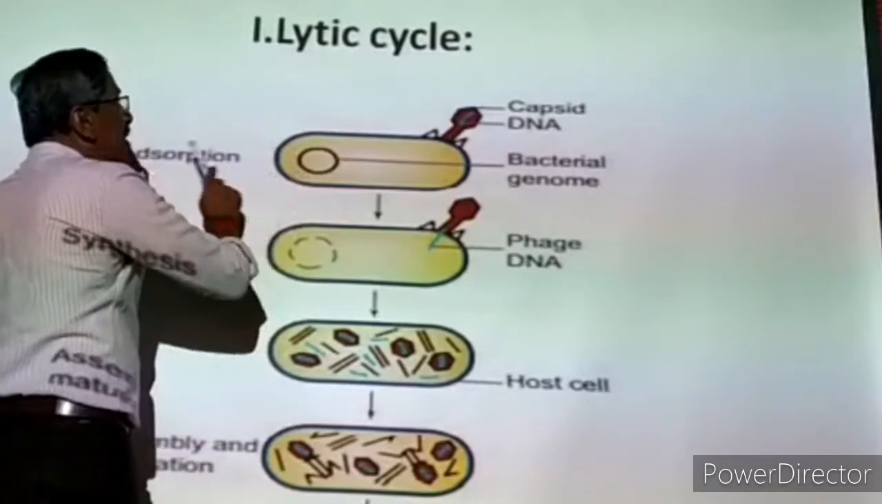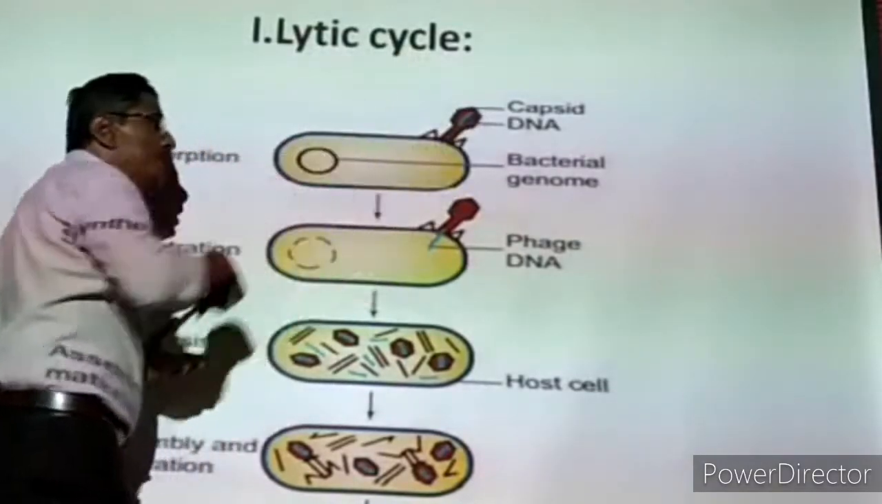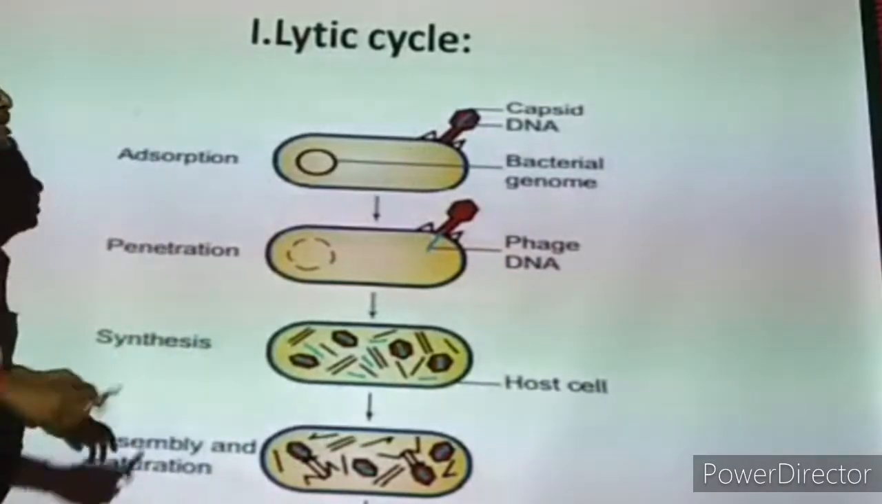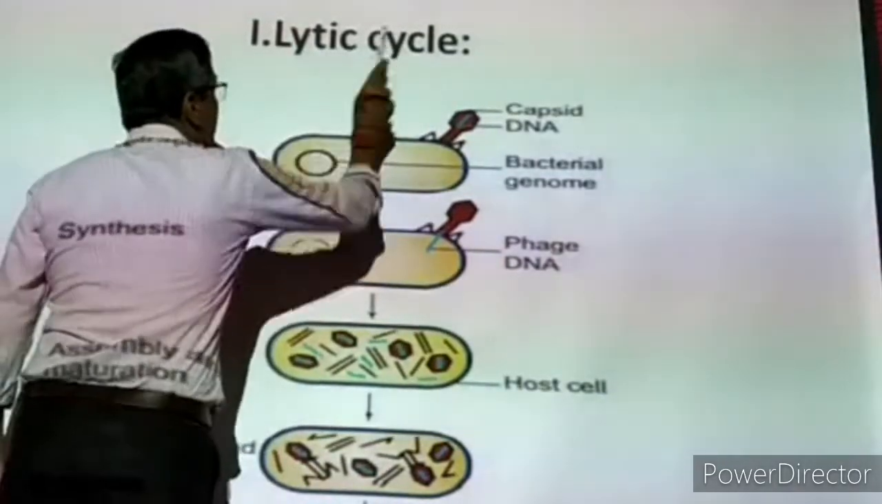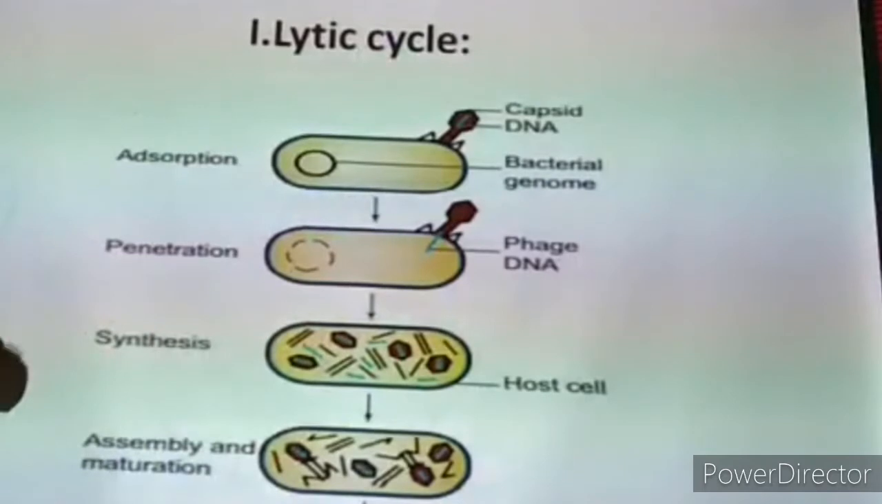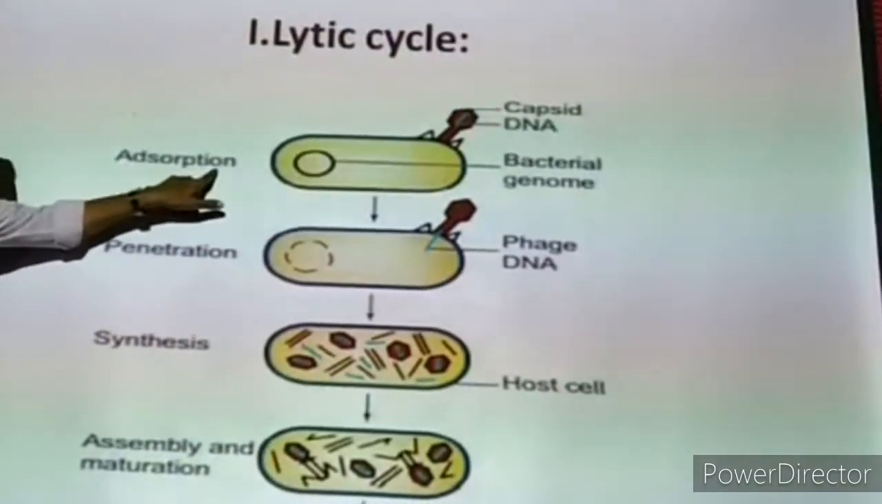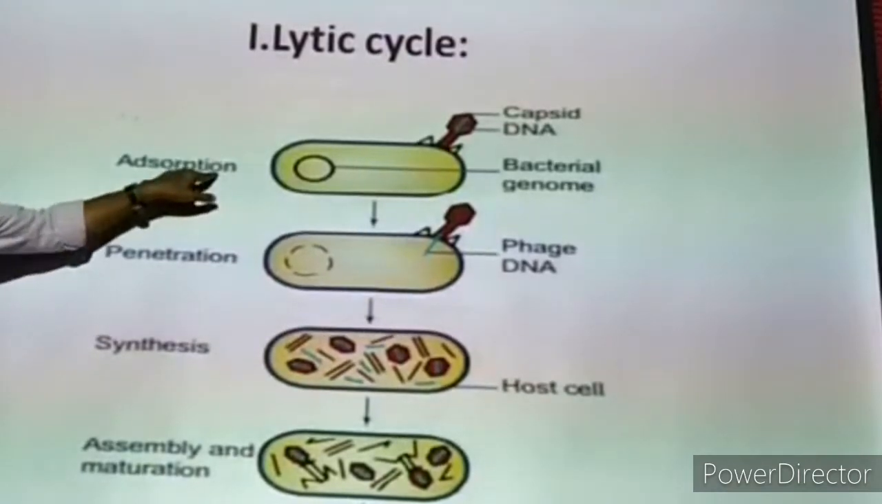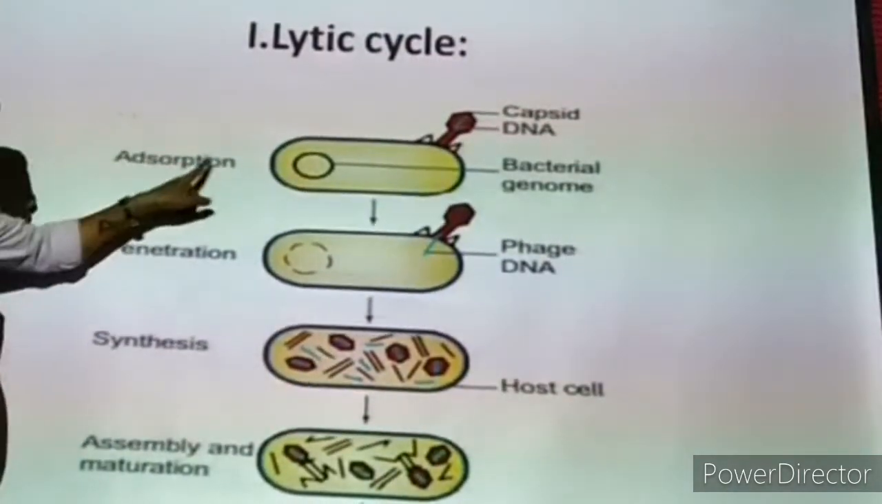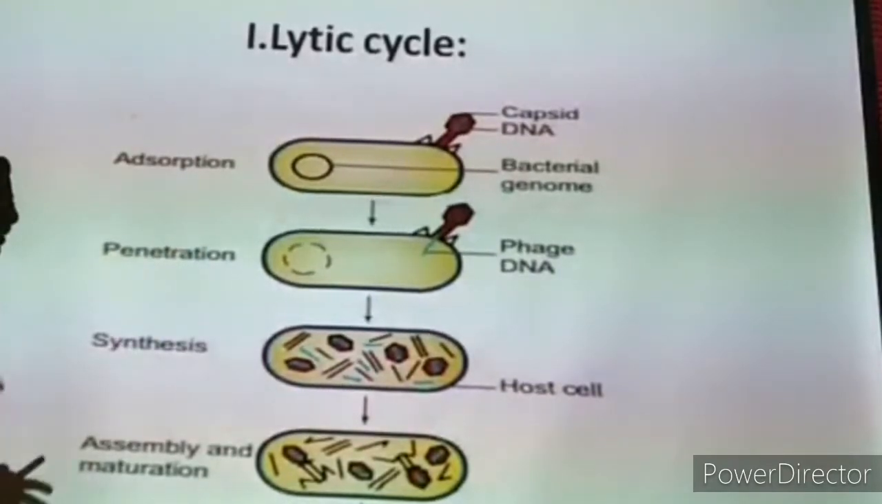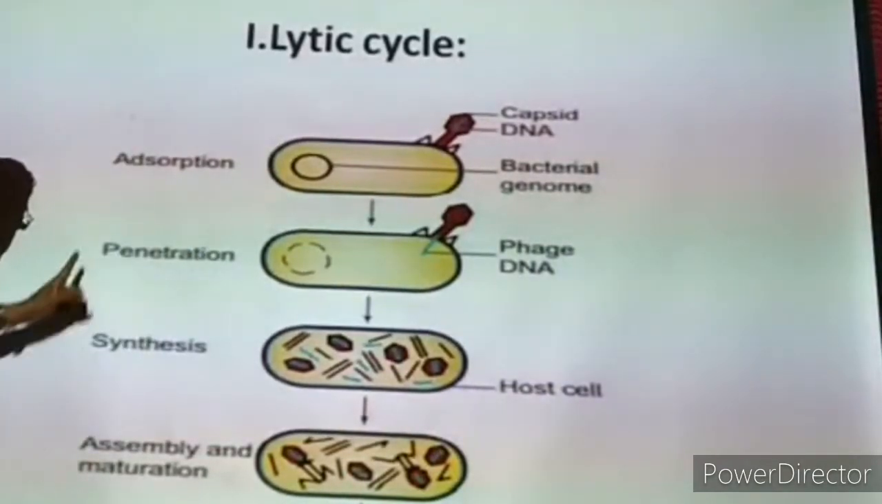Then, imagine that the virus is trying to enter the bacterial cell and is going to multiply. That whole thing is called the life cycle. The life cycle has 5 stages. One is called adsorption. Adsorption is also called attachment. The second stage is called penetration. Something of the virus is penetrating into the bacterial cell. That is called penetration.